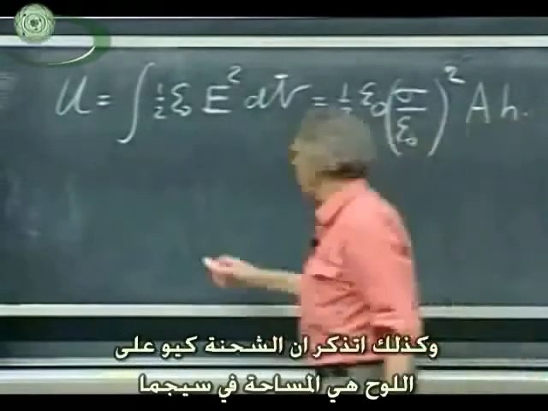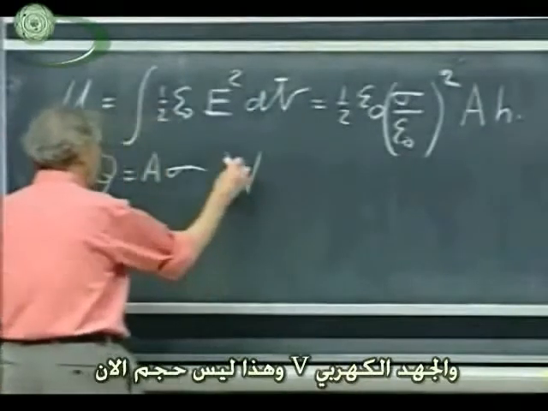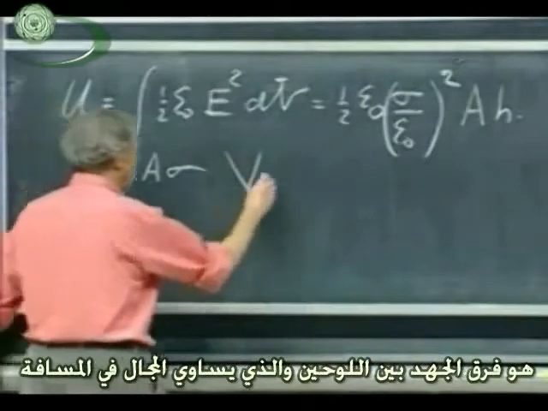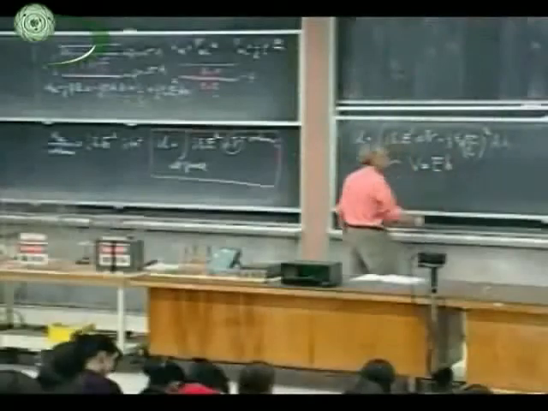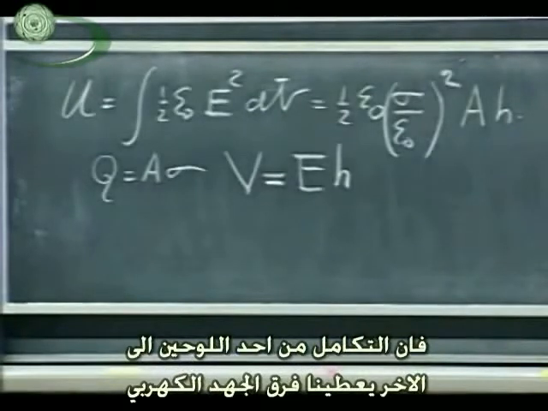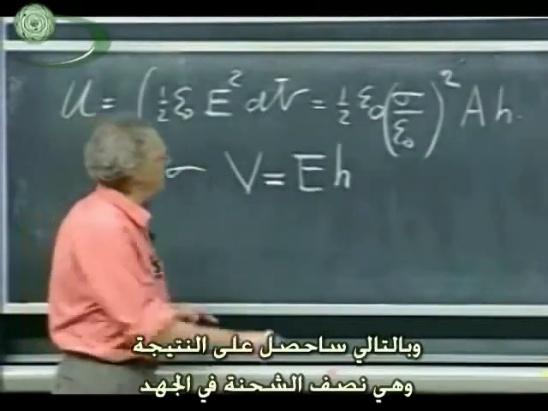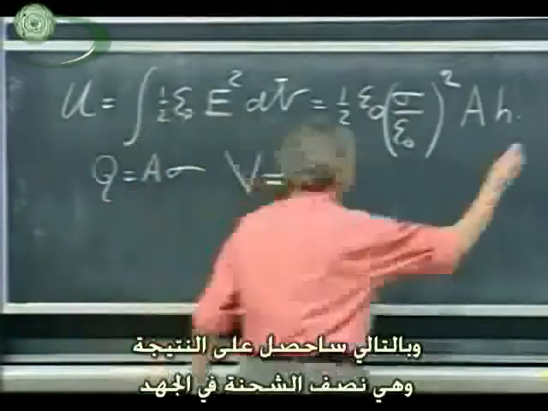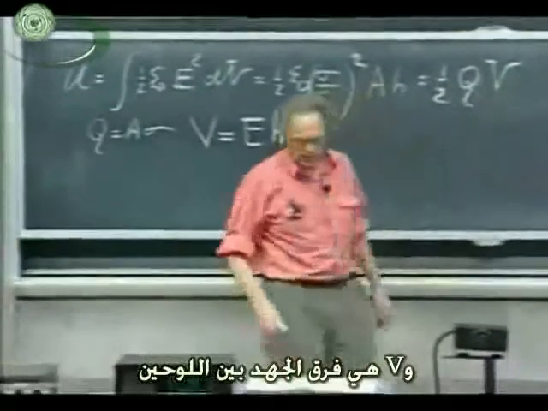I also remember that the charge Q on the plate is A times sigma, and that the potential difference V, this now is not volume, it's the potential difference between the plates, is the electric field times h. The electric field is constant. I go from one plate to the other. The integral E dot dl in going from one plate to the other gives me the potential difference. And so I can substitute that now in here. I can take for A sigma, I can put in the Q, and you can also show that this is 1/2 QV. V being now the potential difference between the plates.